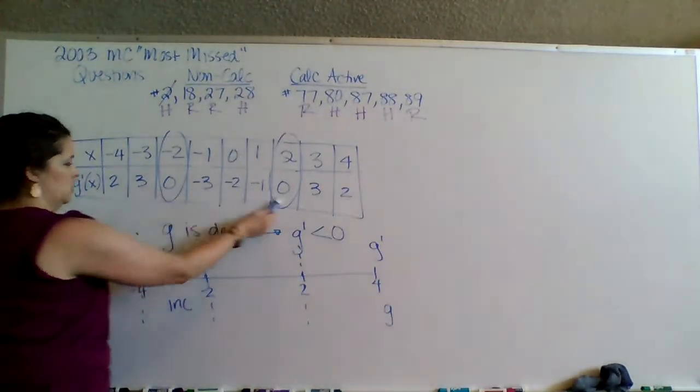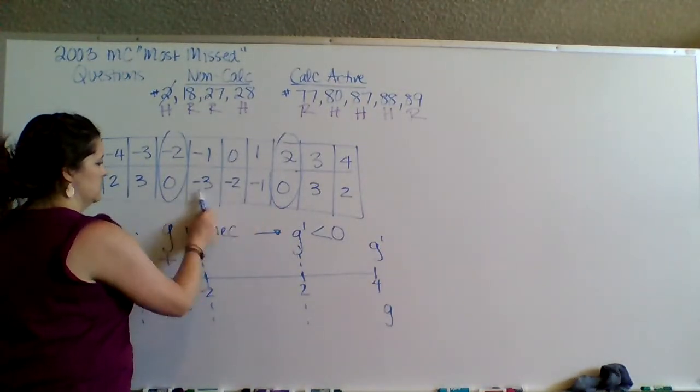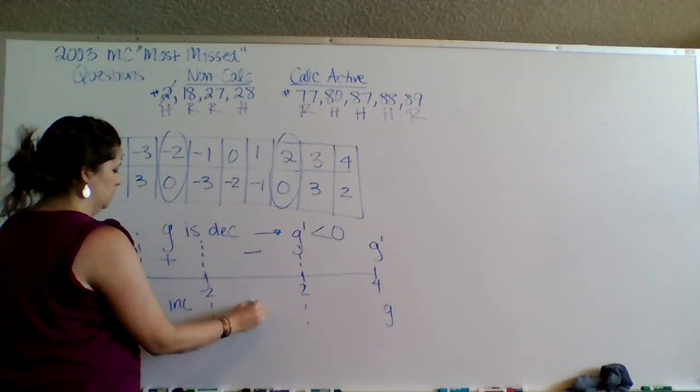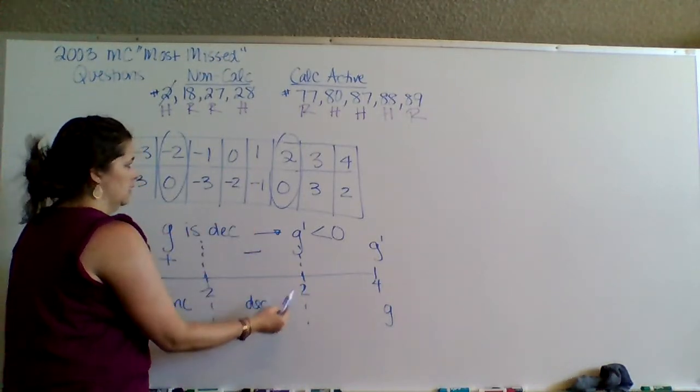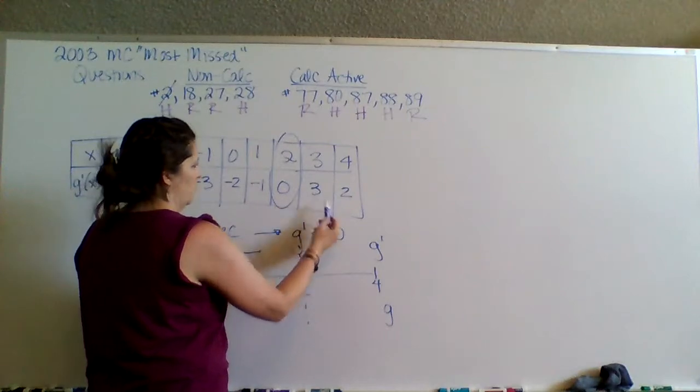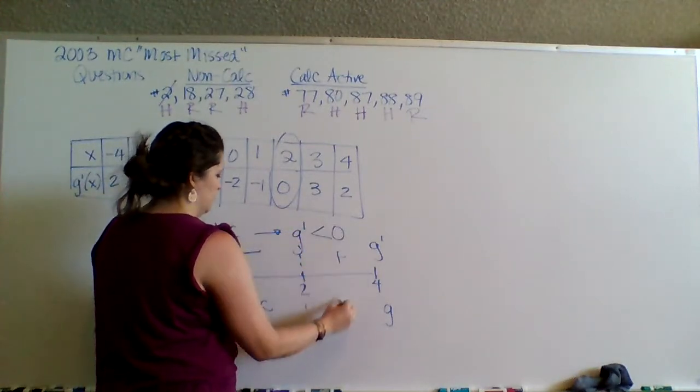In between -2 and +2, all of these values are negative. So we would be decreasing. And in between 2 and 4, our values are positive, so we're back to increasing.